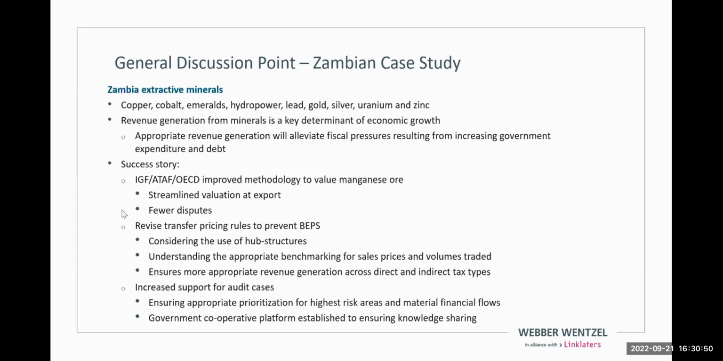In this case, ATAF actually supported the Zambian Revenue Authority in undertaking the audits, but this probably is a manpower issue.